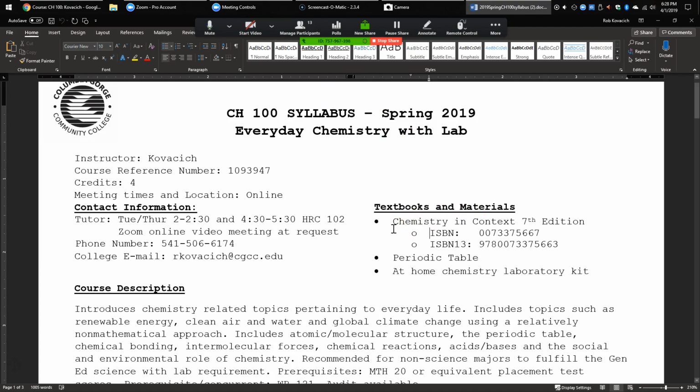The textbook that we're going to use is Chemistry in Context. So those ISBNs, the 10-digit one and the 13-digit one, I found it for $2 online. I don't know what they're selling it for in the bookstore, but if you just go to like half.com or thrift books or something like that, you could get it very, very cheap. Definitely need a periodic table and that laboratory kit.